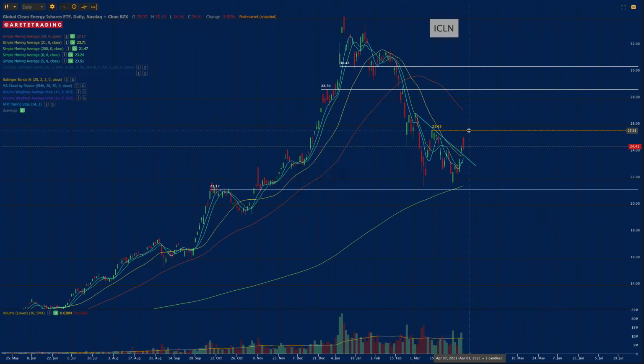You're going to have an issue here, and you're going to have an issue at the 50-day before you get back up. But this is shaping up nicely with this double bottom right on the support line and how we held the 200-day.